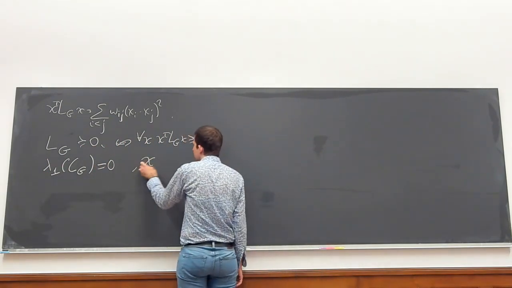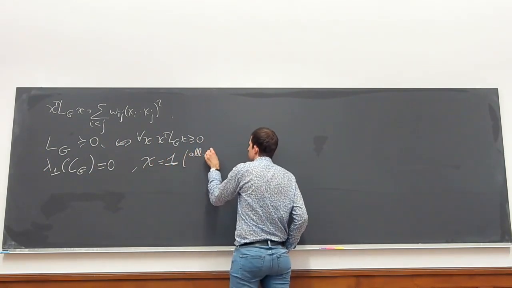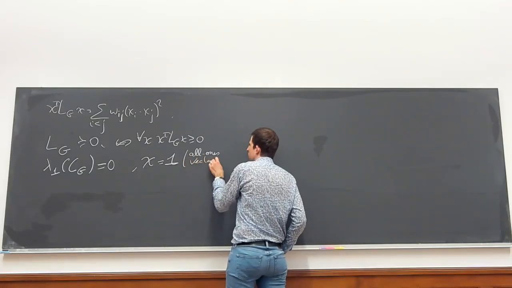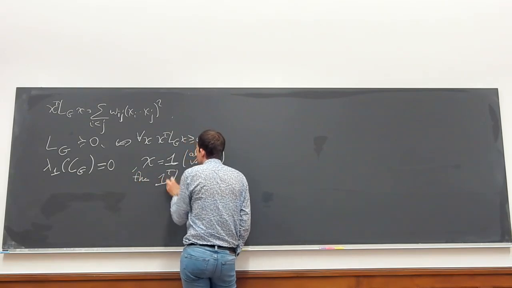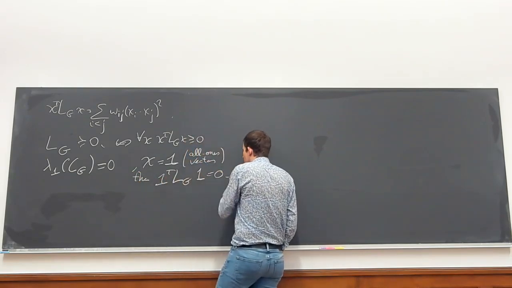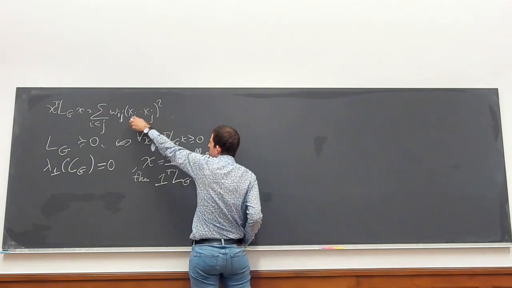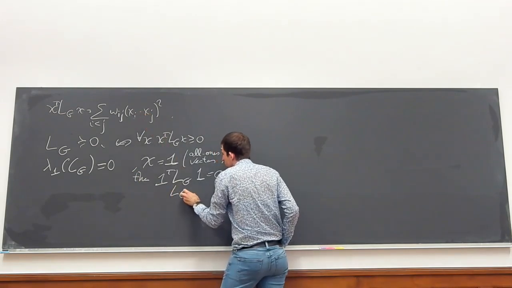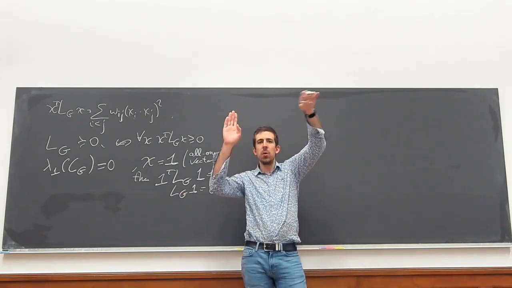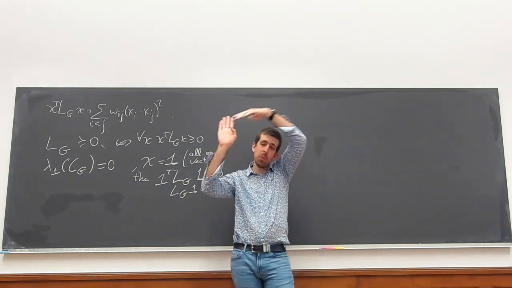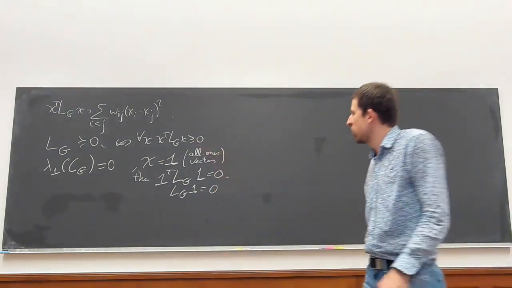Well, if we just take x to be the all ones vector, then it's clear that 1 transpose Laplacian 1 is equal to 0, because if I have the same value everywhere in the quadratic form, I get 0. It's also not hard to see that Laplacian times 1 is 0. If you look at what happens in a row, you'll get minus the sum of the weights, and then you have to add the degree. And the degree minus the sum of the weights is just 0.